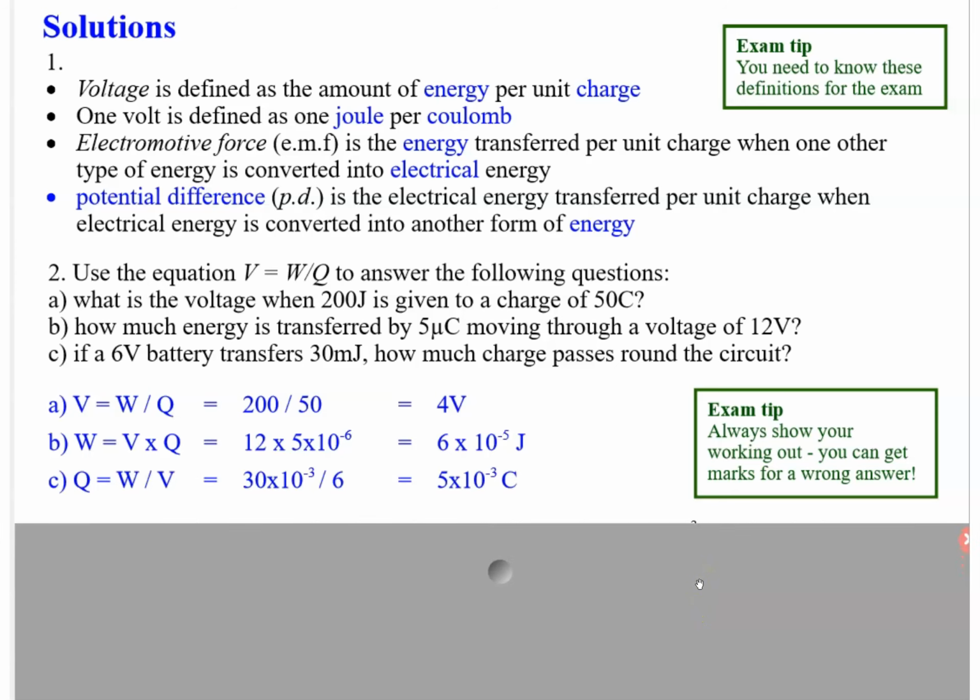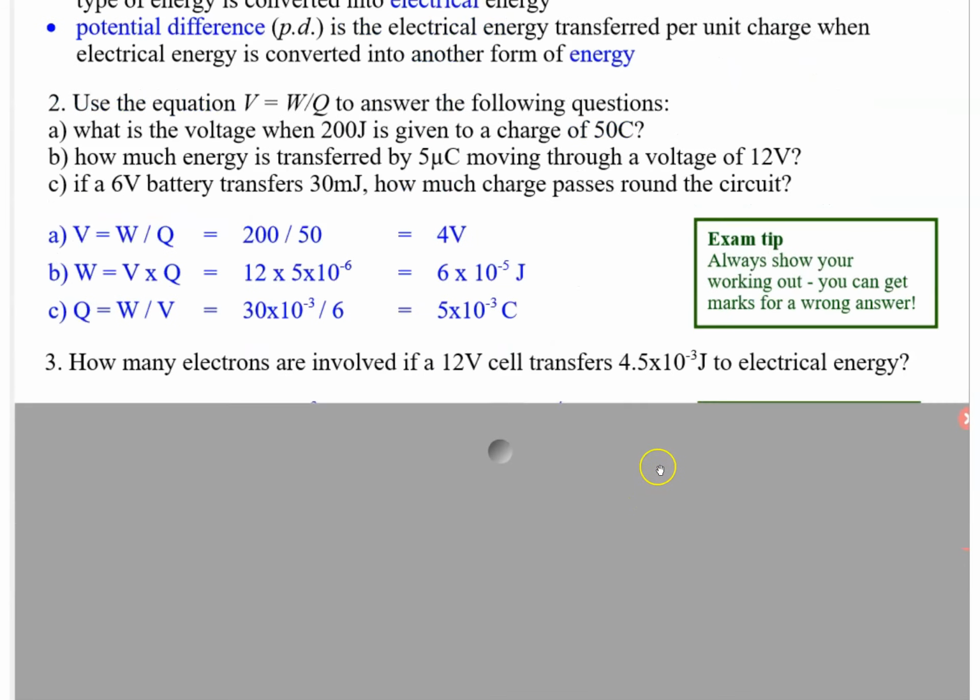Question 2, hopefully straightforward, similar to the worked examples earlier on in the video. So we're just substituting and rearranging as shown here. We need to know prefixes, so mu is micro, 10 to the minus 6, so use standard form. Top exam tip, always show your working out. So write the formula, substitute the values, write the answer with the units, and in standard form where required.